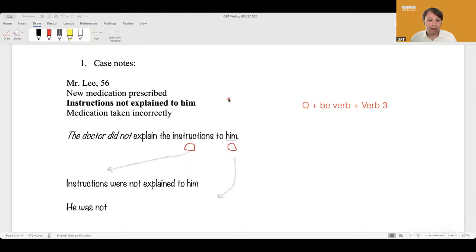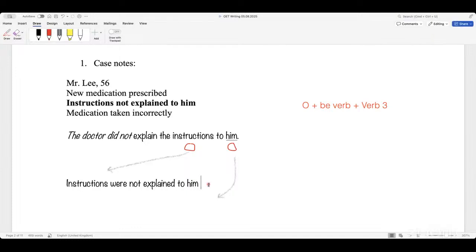But how can I say not by the doctor? He wasn't explained the instructions, and explained by the doctor. I can't use by the doctor, yes? Yeah, we don't normally talk about ourselves in our letters. So we don't say by the doctor. It's the style. Instead of the doctor, just don't write it at all. It's bad style. You don't say by the doctor. Never. You just say it like this. It's really easy.